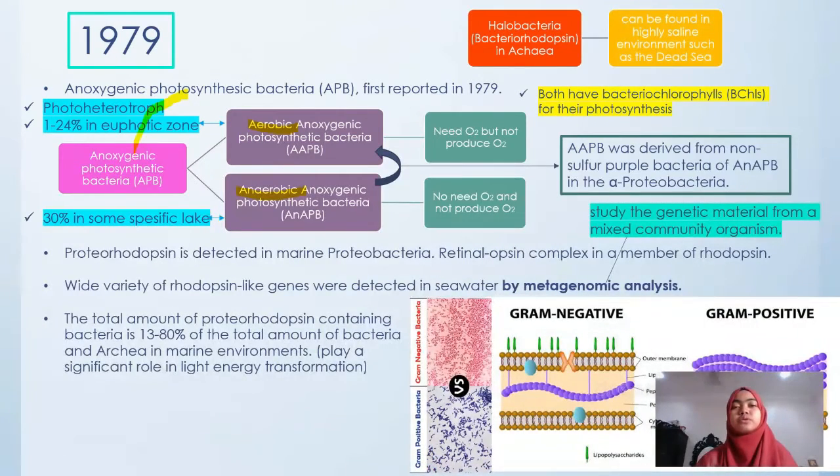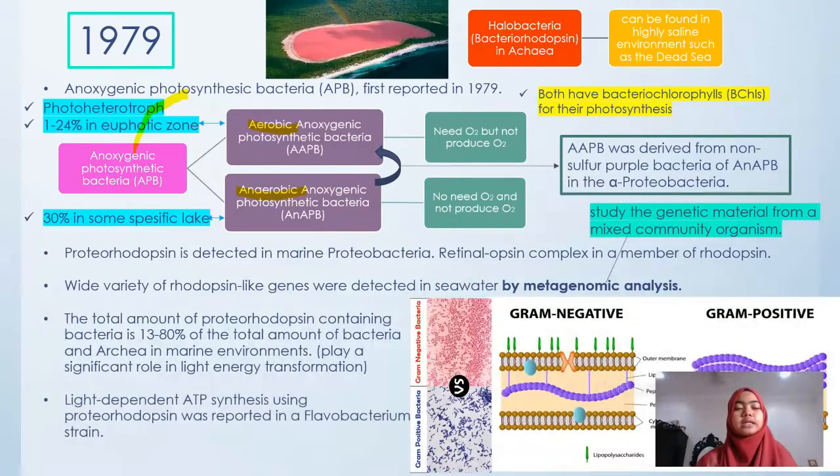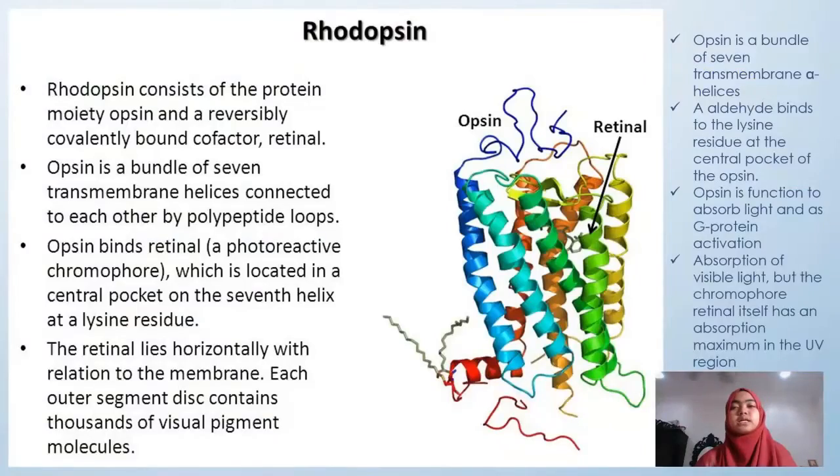Okay, some examples. Bacterial rhodopsins are found in halobacteria. Halobacteria we can find in very saline water, such as the Dead Sea. Light-dependent ADP synthesis using proteorhodopsins was reported in a Flavobacterium strain.